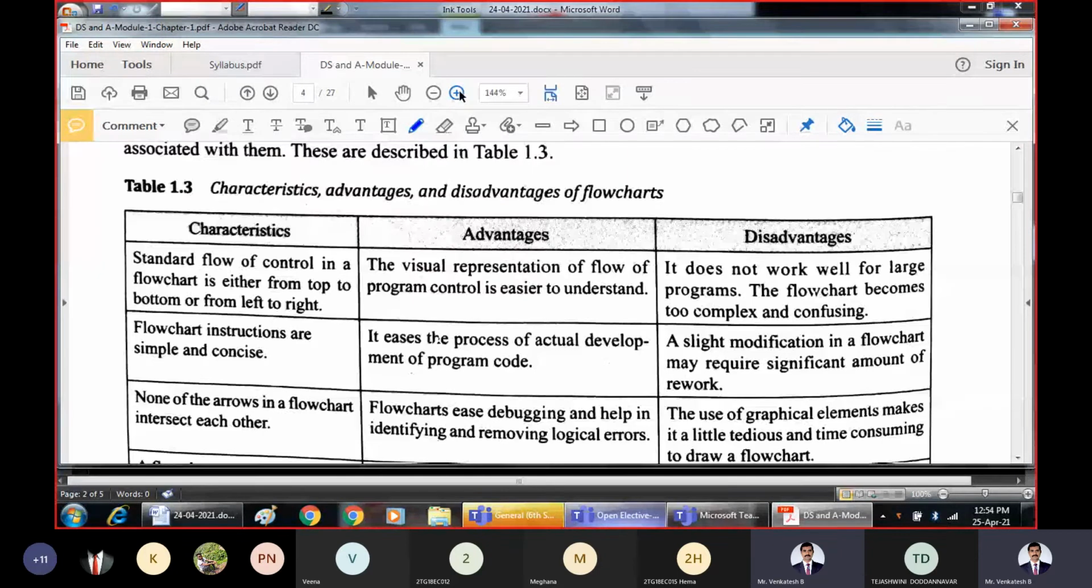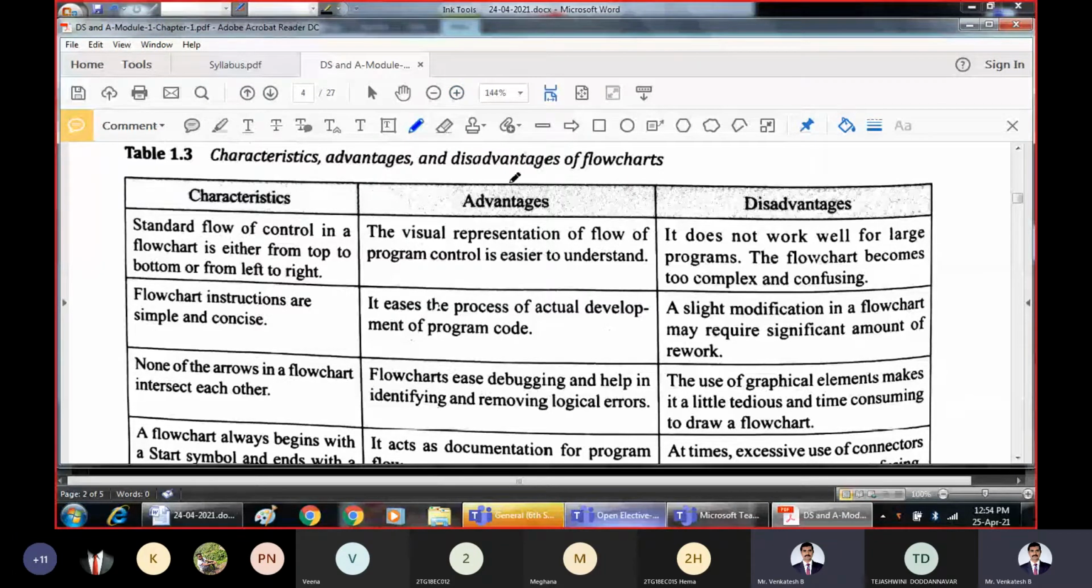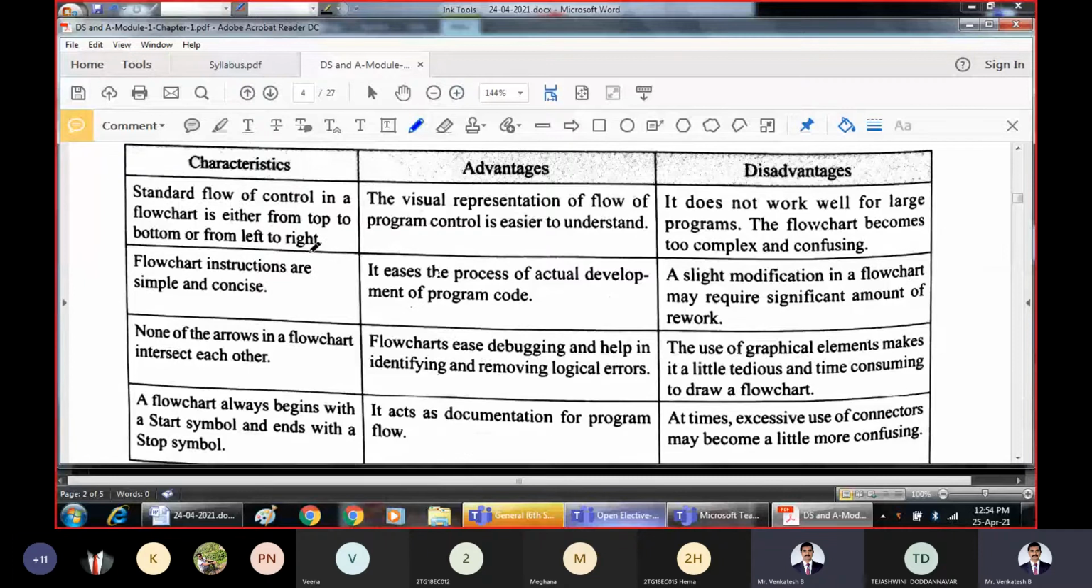I'll just increase the font size. And now, different characteristics of flowcharts. What are the characteristics?